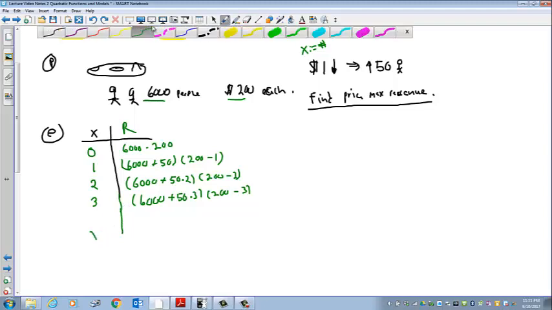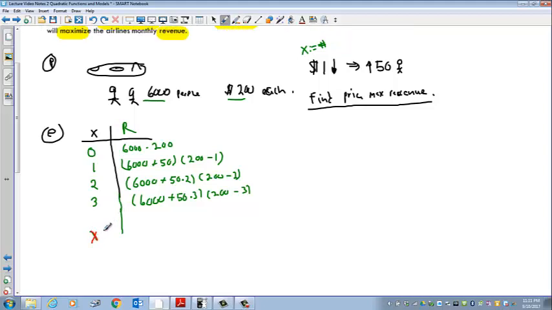So what happens if you have x $1 decreases? Well, clearly you start with 6,000. You add 50, and then you can see the pattern. Here you can put a 1, and so if you have 1, you have 1. If you have 2, you have 2. If you have 3, you have 3. If you have x, you just put in x there.